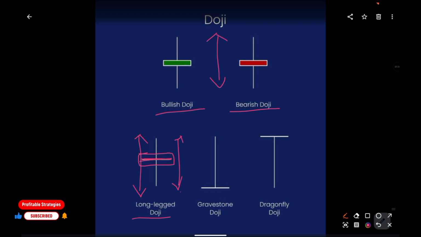So it doesn't matter, at the support or resistance zone, this long leg doji can open. It's called long leg because the lower wick is long and the upper wick is equally long, but the body remains the same. Now for the gravestone doji, usually it appears at the resistance. Resistance meaning the price is ready to fall at the resistance.